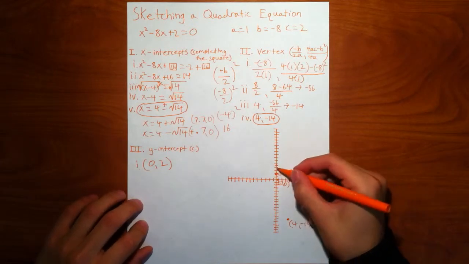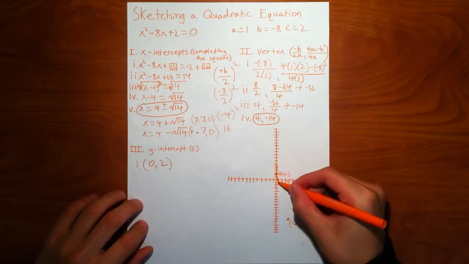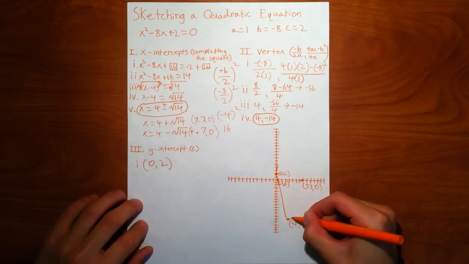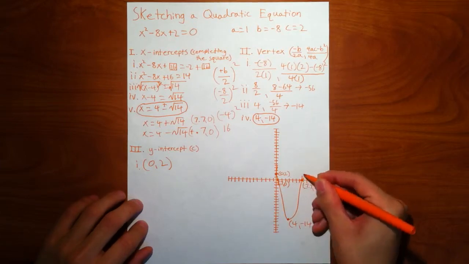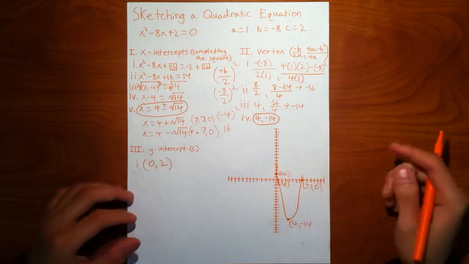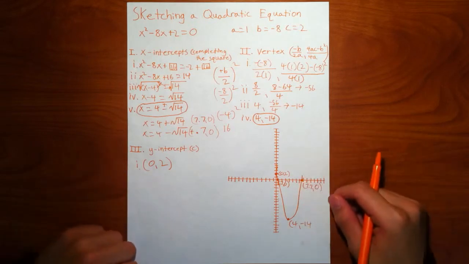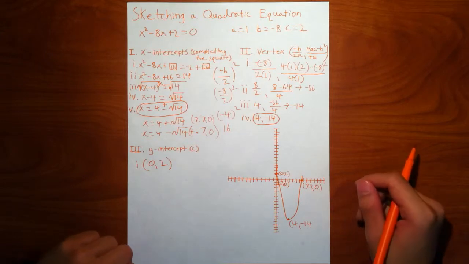Now I'm just going to draw our parabola. And these 4 points actually look pretty logical, so looks like we have successfully sketched a quadratic equation. Thanks for watching.